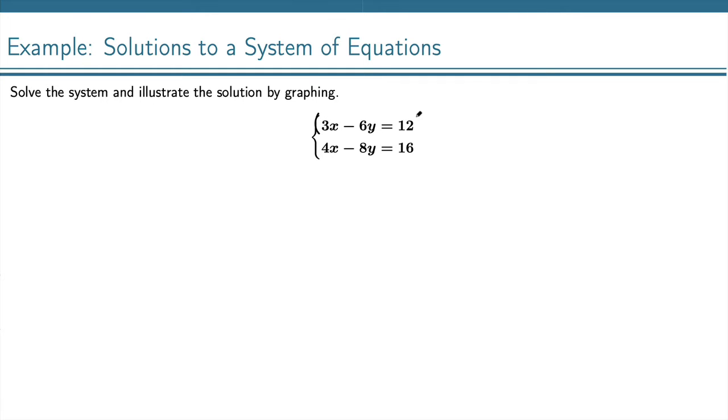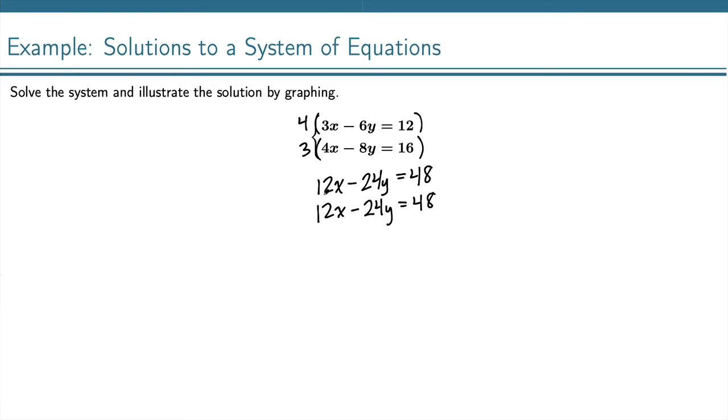So the least common multiple of 3 and 4 is 12. So I'm going to multiply this first equation by 4 and the second equation by 3, and that's going to give me a 12 in front of both of those x's. So the first equation turns into 12x minus 24y equals 48. And then multiplying the second equation by 3, we get 12x minus 24y equals 48.